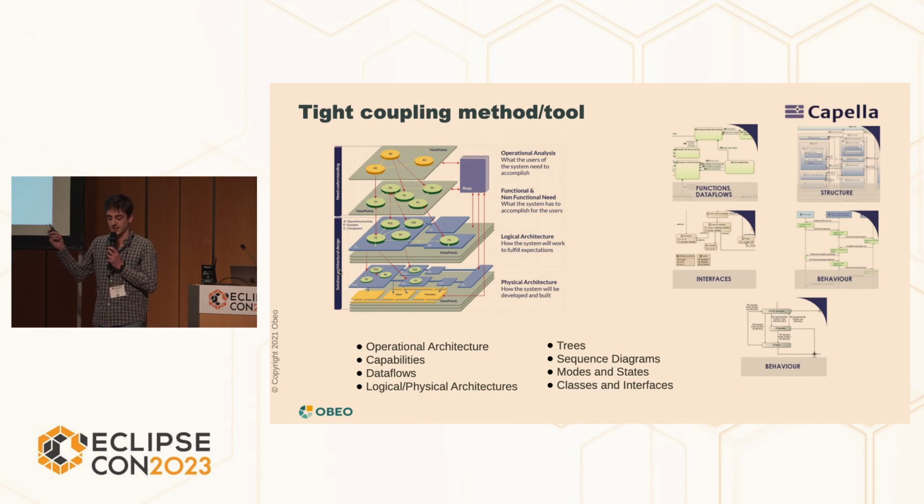And since it's really made to support the application of the method, it's also made to provide all the representations you would need in addition to supporting all the required concepts. And so it provides a wide variety of diagrams to model behaviors, function data flows, other behaviors, interfaces, structures, architectures, allocation of functions to actors or components, and everything like that.